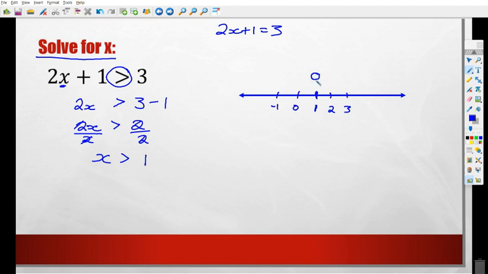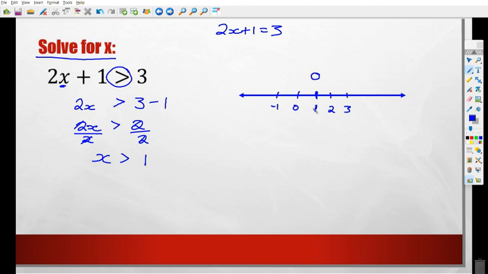Okay, it's just an open circle, because it's not including 1. We're not including 1 in this, so we're starting at 1. And they say that all the x values are greater than 1.